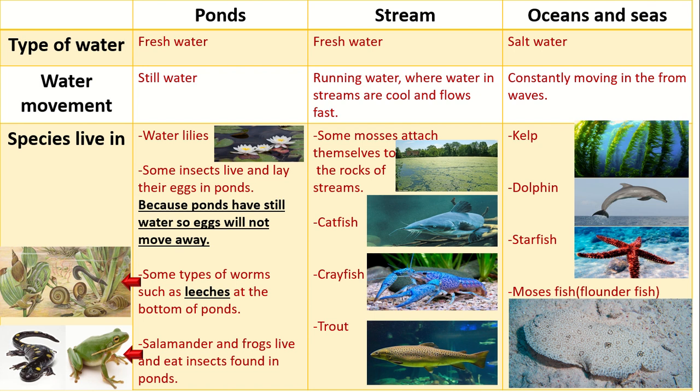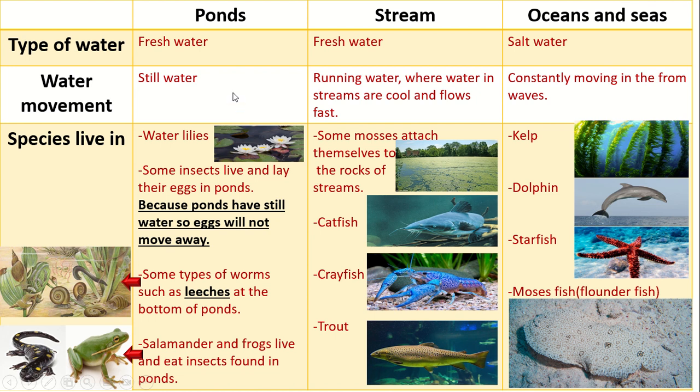Now let's talk about the types of water in ponds, streams, oceans and seas, and make a comparison between the living organisms which can be found in them. Let's start with the type of water in each one of them. In ponds we have fresh water. In streams we have fresh water also. In oceans and seas we can find salt water.